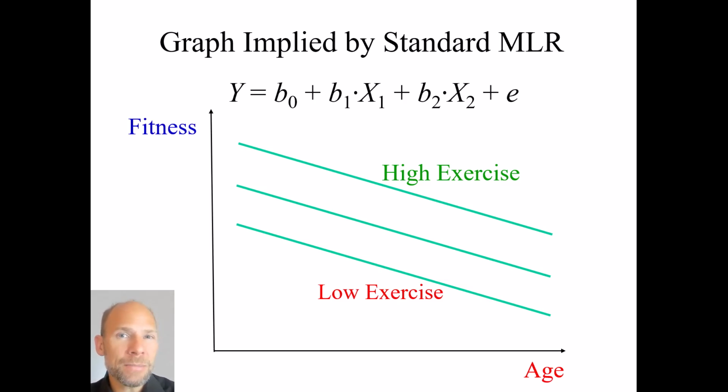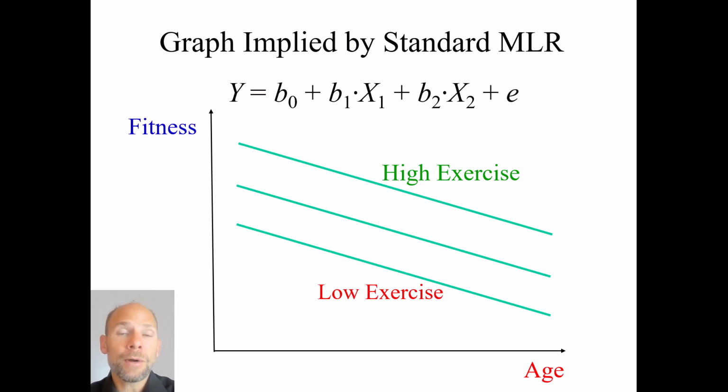This is a misspecified model if we assume that exercise is a moderator variable, that the relationship between age and fitness should be different for different levels of exercise, meaning the lines shouldn't be all parallel. We shouldn't find the same correlation for high exercise people as we find for low exercise people, and so those regression lines should be different in slope.